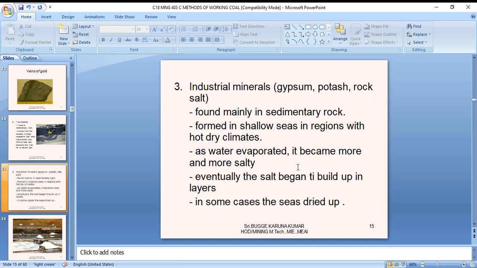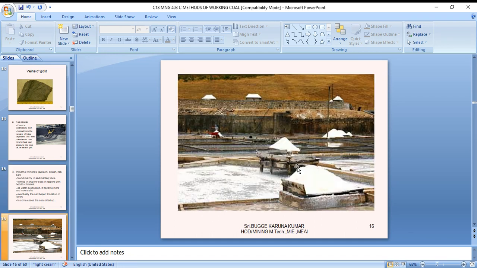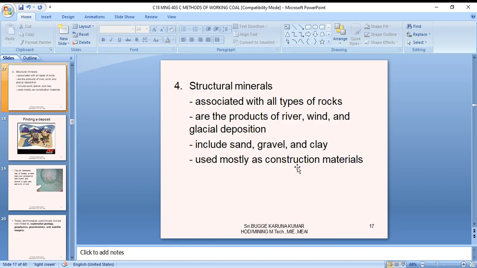Industrial minerals such as gypsum, potash and rock salt are found mainly in sedimentary rock formed in shallow seas in regions with hot, dry climates. As water evaporated, the brine became more and more concentrated, and salt built up in layers. These are the geological salt deposits of the seashore.